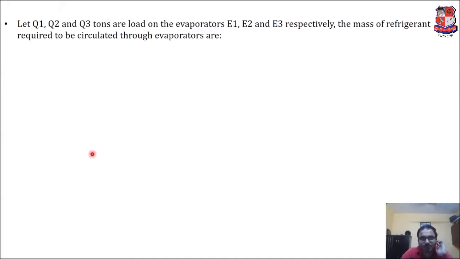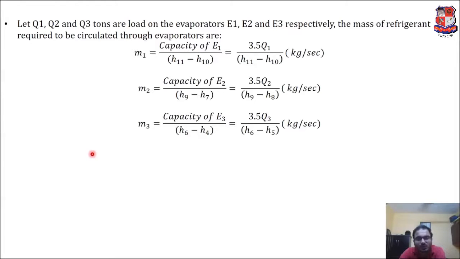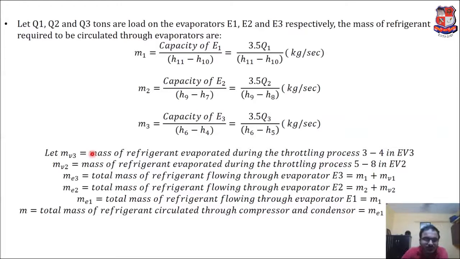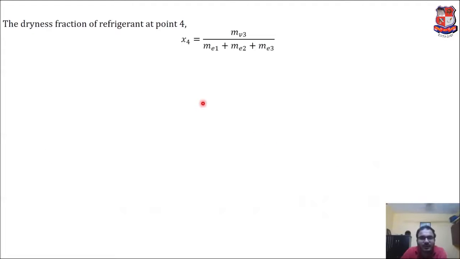Now let Q1, Q2 and Q3 tons be the load on evaporators E1, E2 and E3 respectively. The mass of refrigerant required to be circulated through evaporator is given by this formula, which is already known to you. And these are nomenclatures which I have already explained. These are all mass nomenclatures which I have already explained to you. And dryness fraction now. So we will try to understand this.